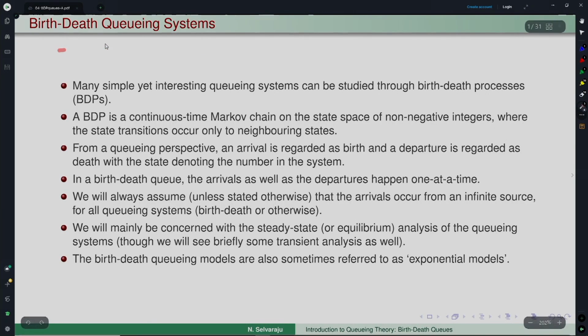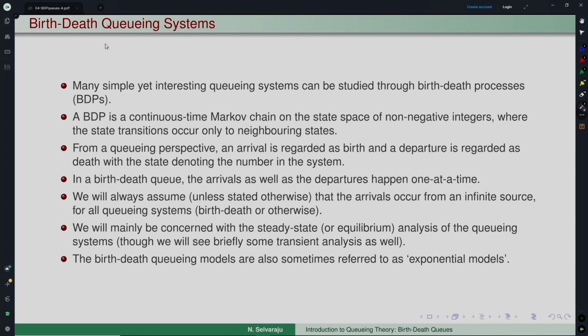Okay. The first step in the analysis is to consider queuing systems which are broadly called birth death queuing systems, or elementary queuing systems, or exponential distribution based queuing systems, the simplest one. Many simple but interesting and non-trivial queuing systems can be studied through birth death processes. And it's so simple and yet highly effective in implementing many real life situations which can be modeled through these birth death processes.